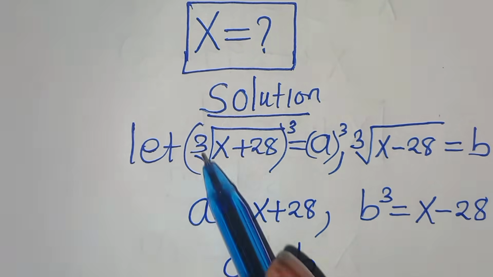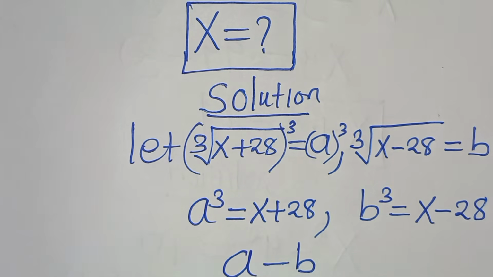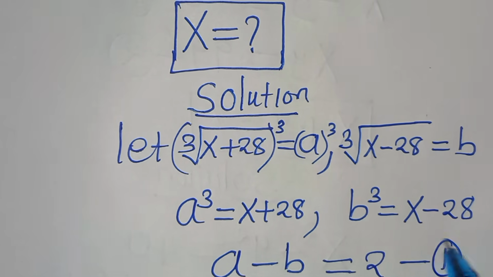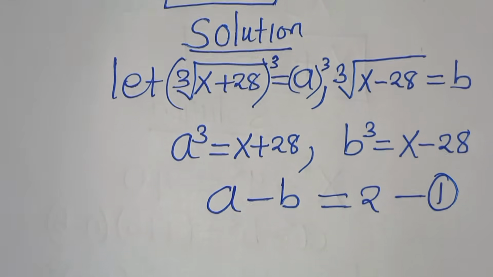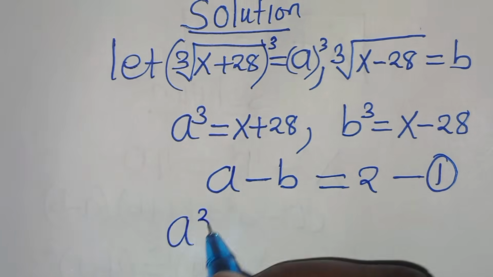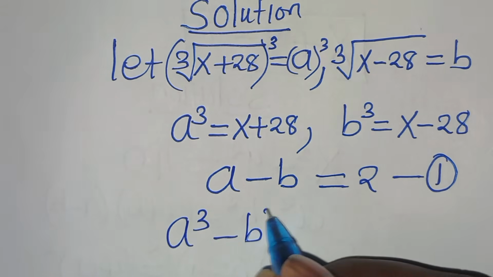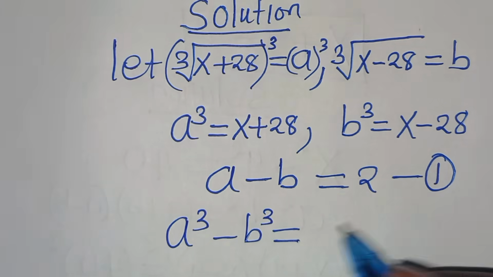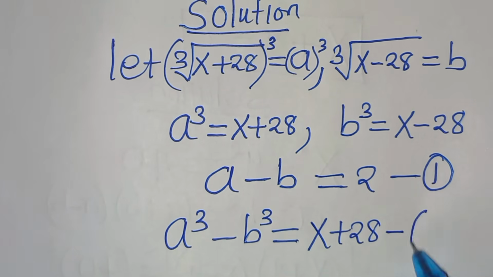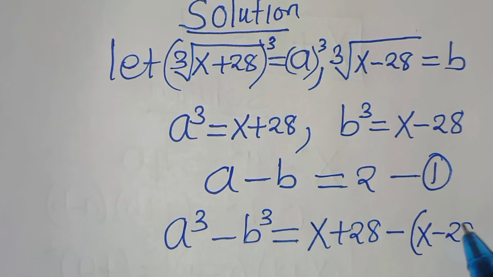But now the first equation here is a minus b. A is the cube root of x plus 28. So we have a minus b equal to 2. This is the first equation. Then the next step is that a to the power of 3 minus b to the power of 3 is the same thing as x plus 28 minus x minus 28.